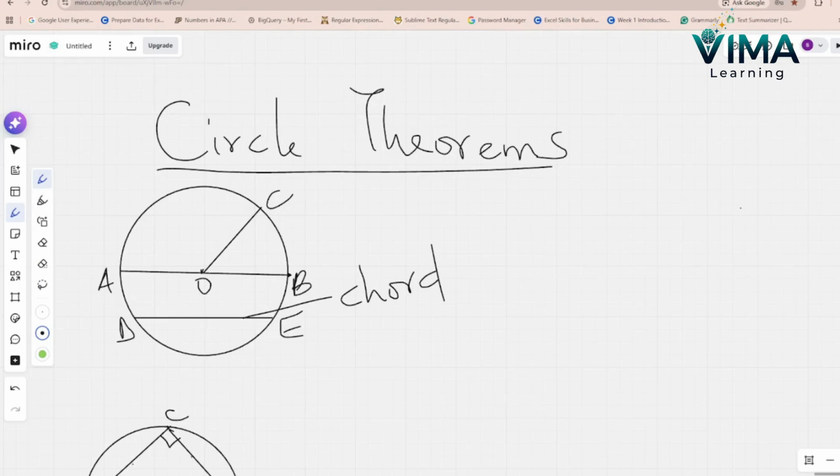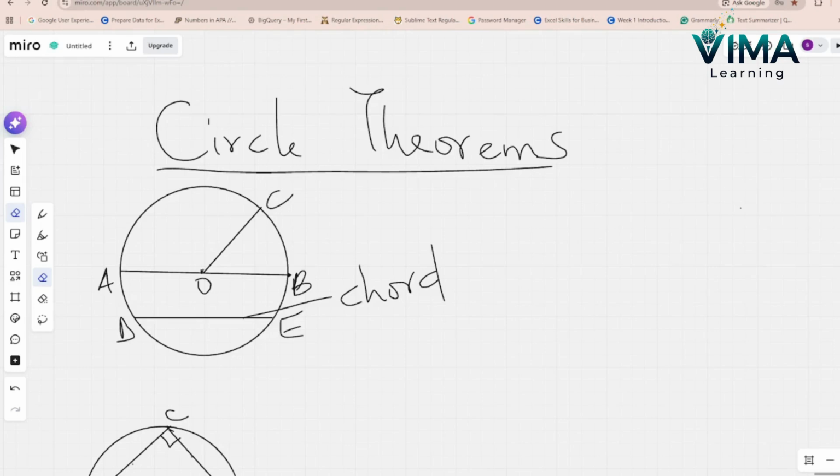So any other line, if you have this coming from here to here, that's a chord. One end is touching the circumference, the other end is touching the circumference, but it's not passing through the center. That's a chord. So DE is a chord, AB is a diameter, and OC is a radius.